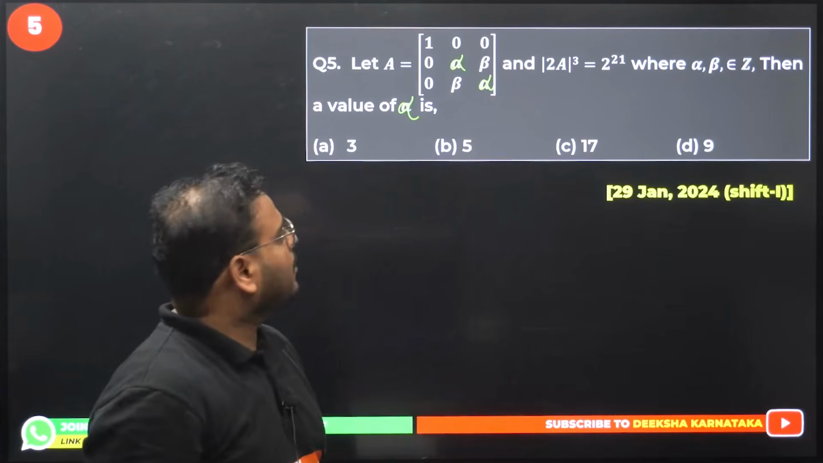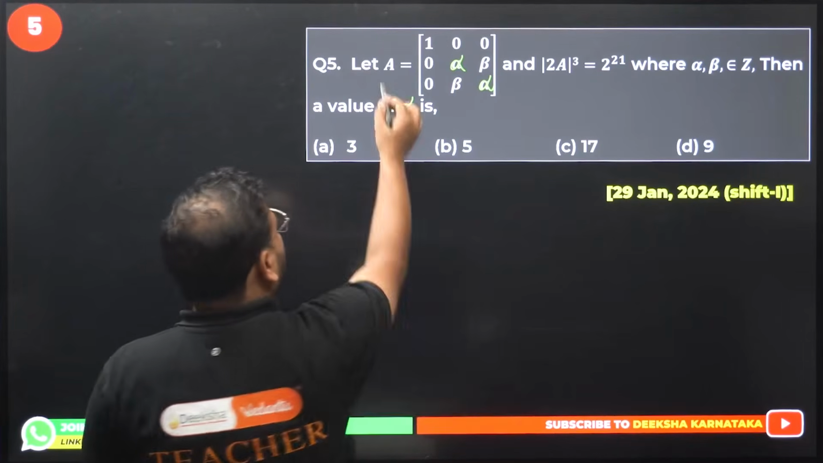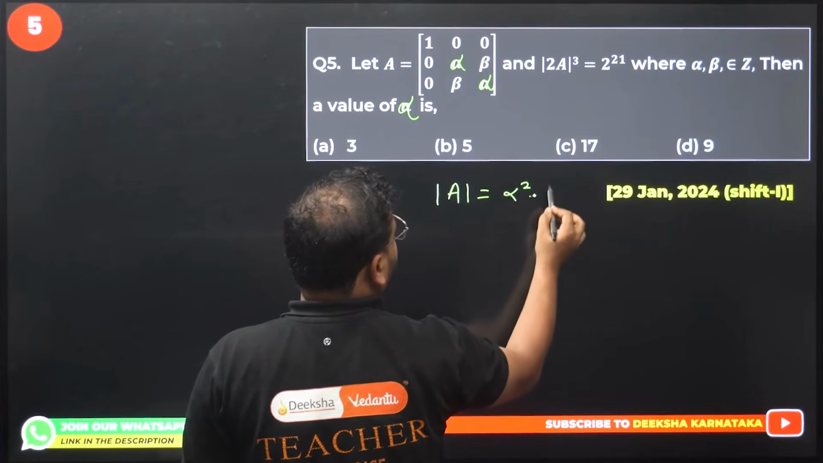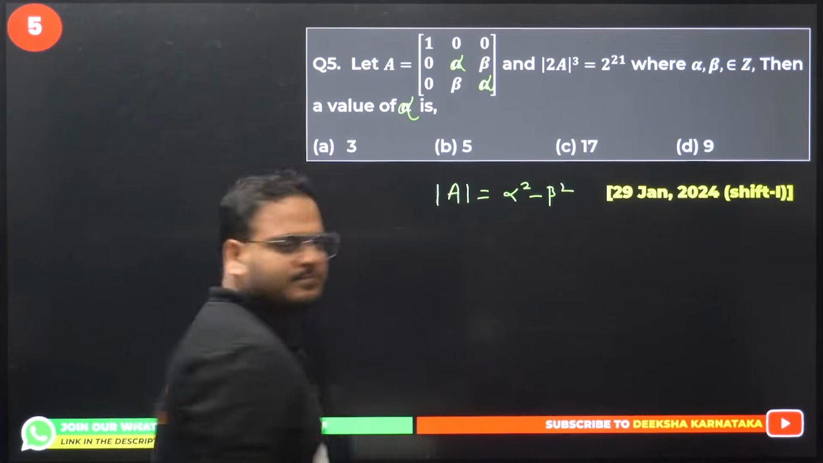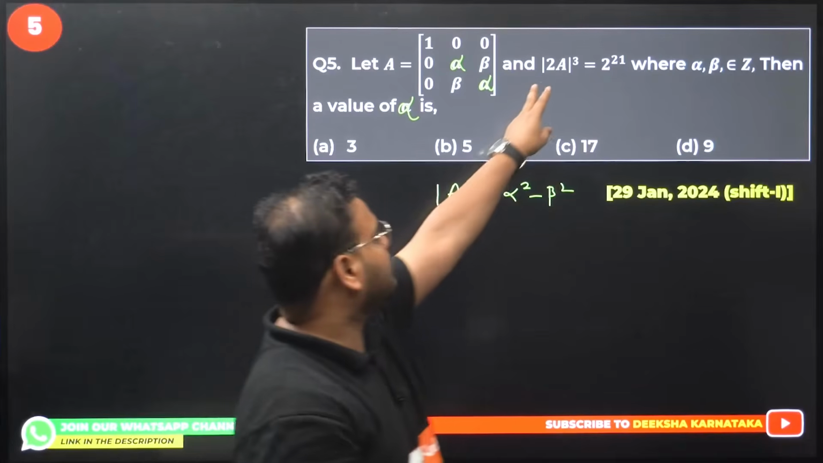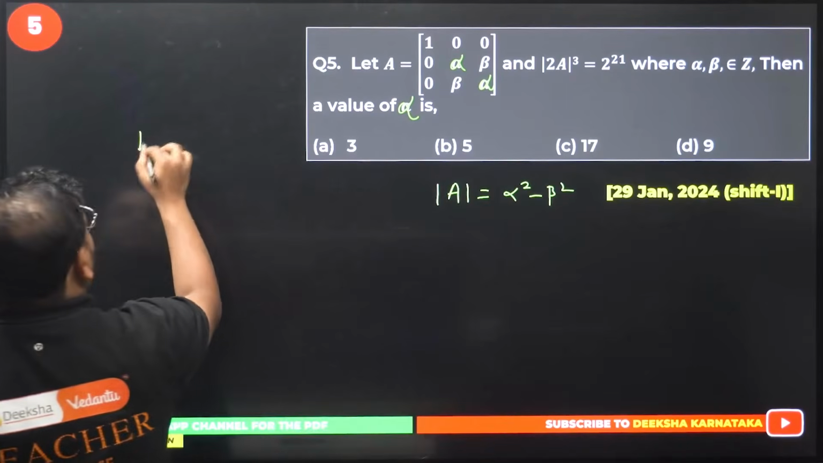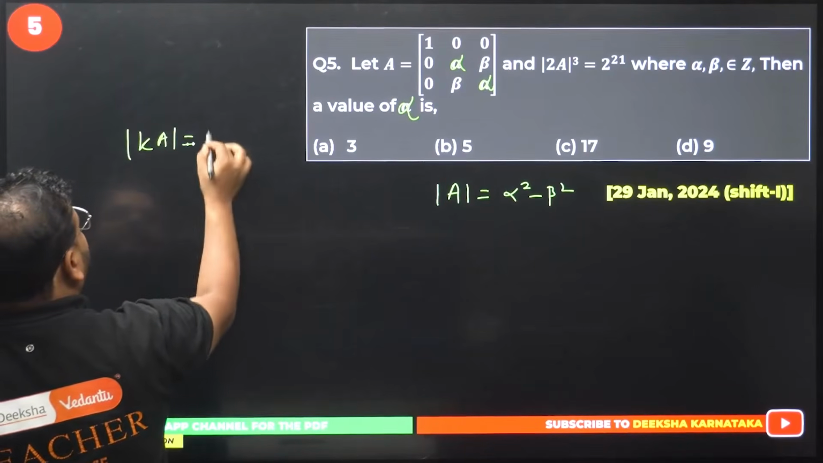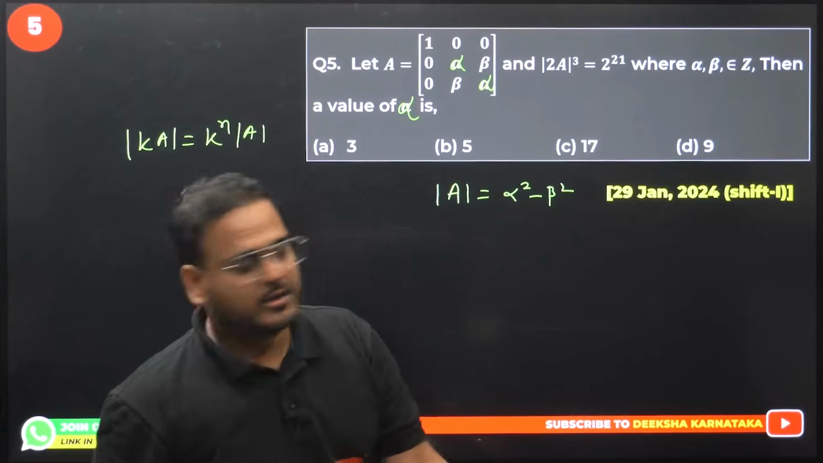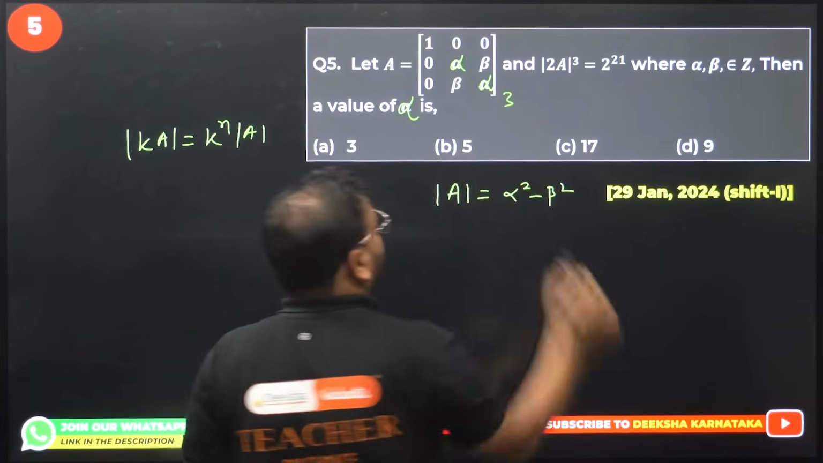Okay, so the determinant we can find from here, right? Determinant of A we can find from here. Simply alpha square minus beta square. Correct? That's the determinant value. Now, how to solve this question? My hint to you: simply apply the formula. One formula is this one, sir. The determinant of kA is nothing but k power n times the determinant of A. What does n mean? The order. Here the order is 3.